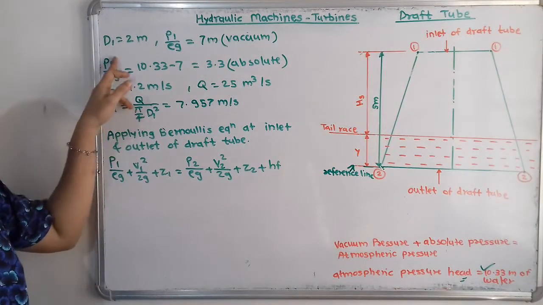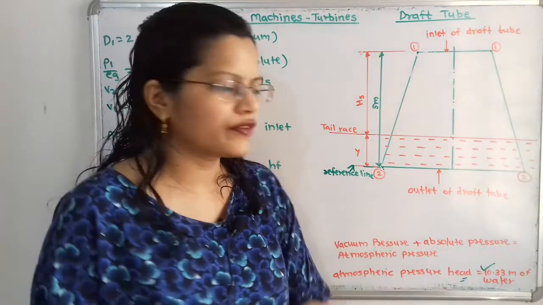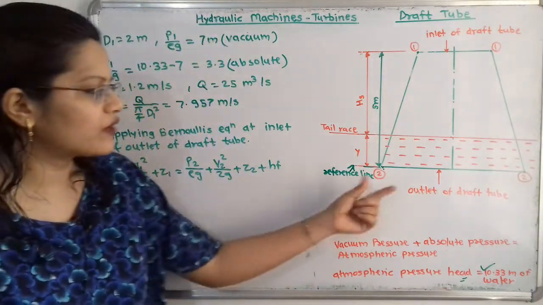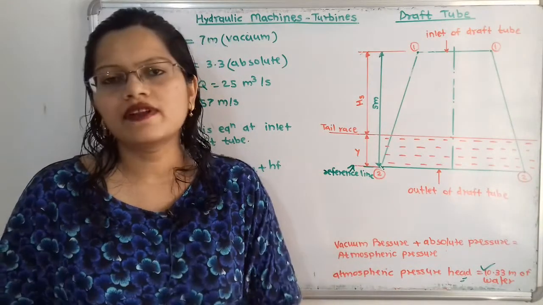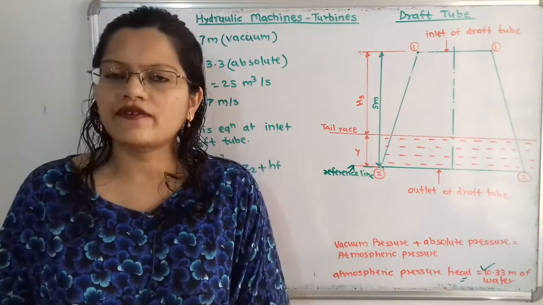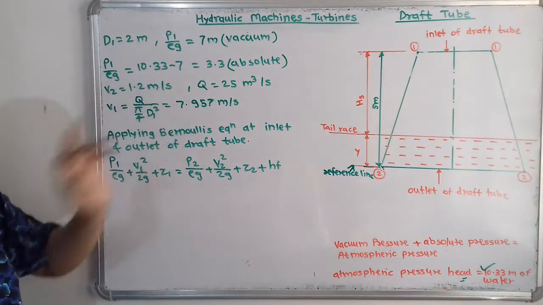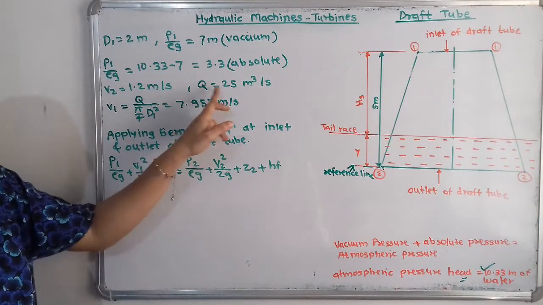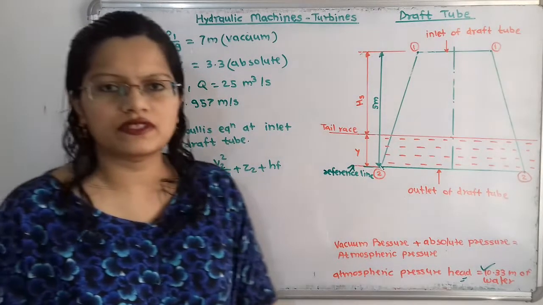Now if we observe velocity at the outlet is also given. So at the outlet what is the velocity? So at outlet we will consider the section 2 and we will use here the suffix 2. So velocity V2 is equal to 1.2 meter per second. Then the discharge Q is also given. Q is 25 meter cube per second.